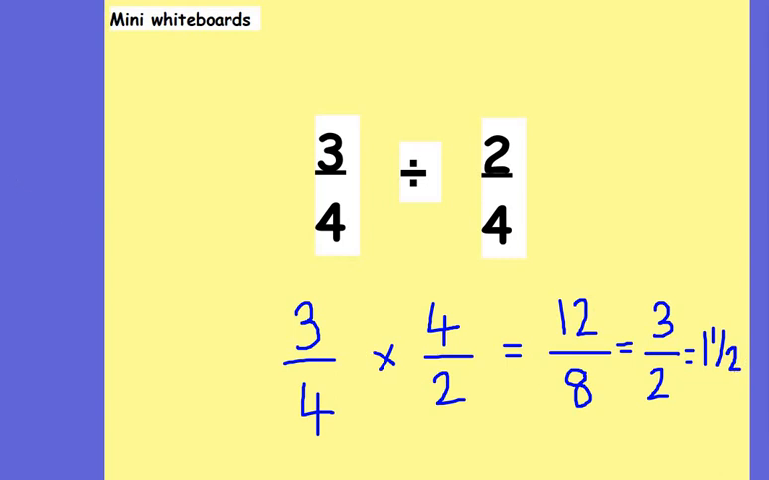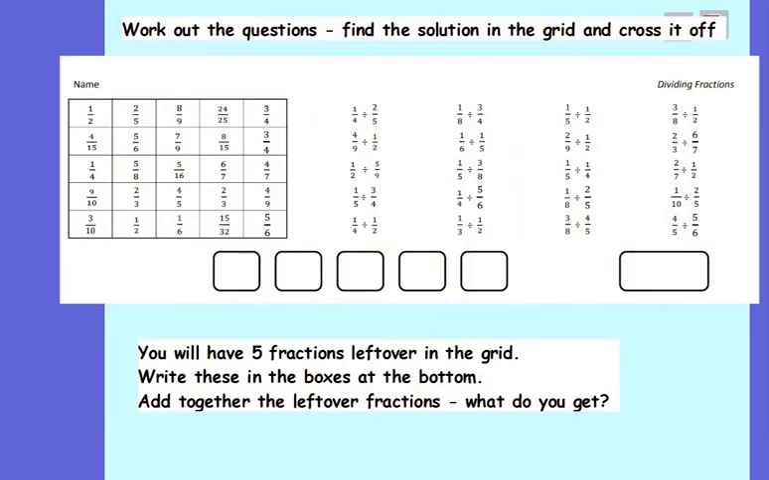Okay, Year 7, can you pause the video for 10 to 15 minutes? Don't worry if you don't make it all the way through, okay? Just spend 10 to 15 minutes on as many of these fractions as you can. The answer will be somewhere in the grid. When you find it, cross it off. At the end, you'll have 5 fractions left over. Add together these fractions. I suggest you use a calculator for this. And what do you get as your final total? Pause the video for 10 to 15 minutes, have a go at those questions for me. Don't worry if you don't finish.